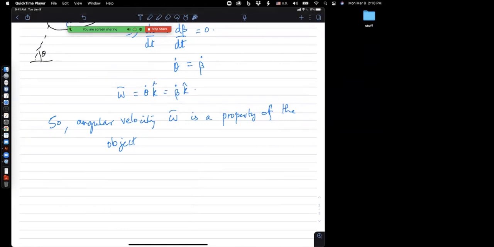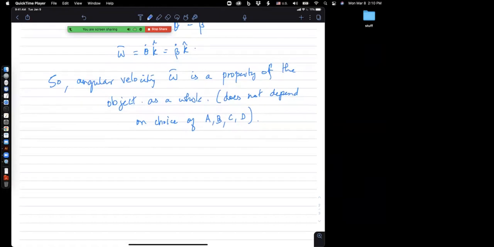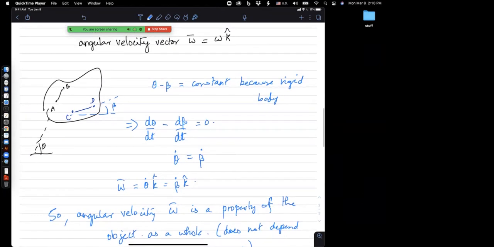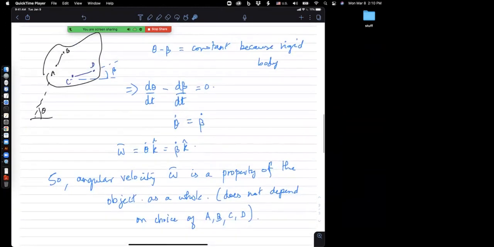Angular velocity omega is a property of the object as a whole, period, basically. It does not depend on A, B, C, D, whatever. It does not depend on choice. Okay, so that's a principle. So it's a property of the object as a whole. We don't say angular velocity of point B or point A or point C. It's the angular velocity of the object. Okay, super important concept, easy to forget.